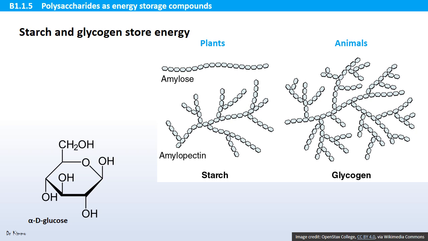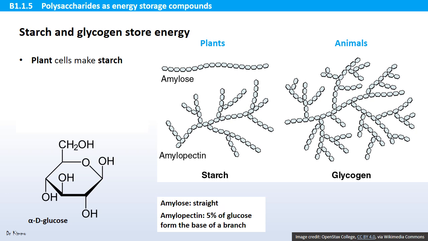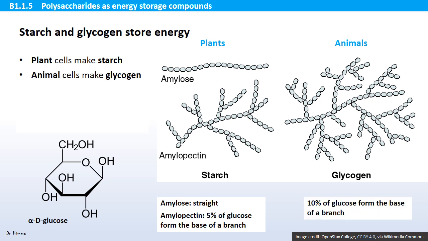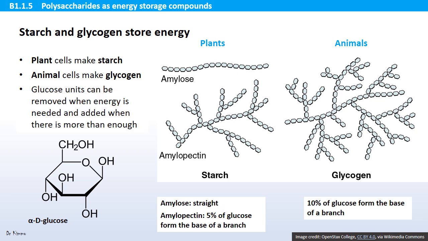Let's have a closer look at the polysaccharides. There's starch, glycogen, and cellulose. And starch and glycogen store energy. Plant cells make starch, and animal cells make glycogen. Glucose units can be removed when energy is needed and added when there's more than enough energy.